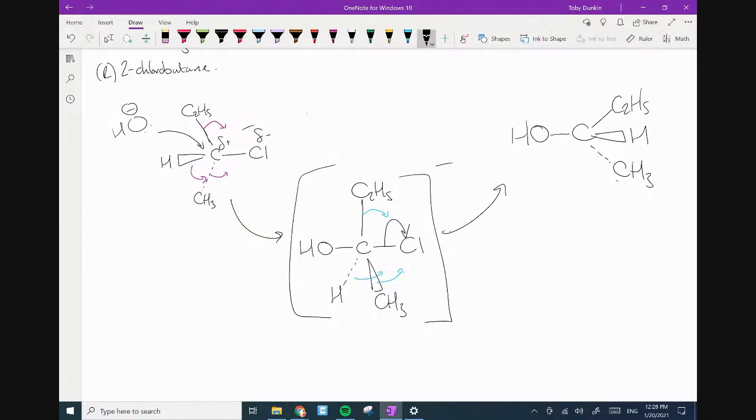So the best way to show this is as a long angle. It's actually a really horrible thing to try and show. It's borderline impossible to turn this whole thing inside out. But what you need to remember is the inversion.